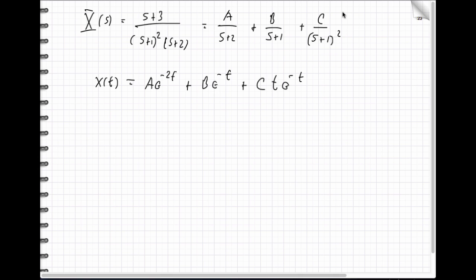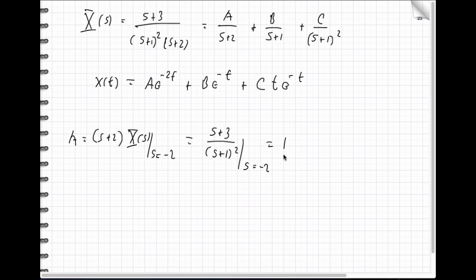So let's find a, b, and c. Well, a is easy. A is a distinct real root. I'm just going to multiply s plus 2 times x of s and evaluate at s equals minus 2. So that is going to be s plus 3 over s plus 1 quantity squared, evaluated at s equals minus 2. That gives you 1 and 1. Now, this side, I'm just going to get a. So that's it. Done. A. All right. So a is easy because it's a distinct real root.